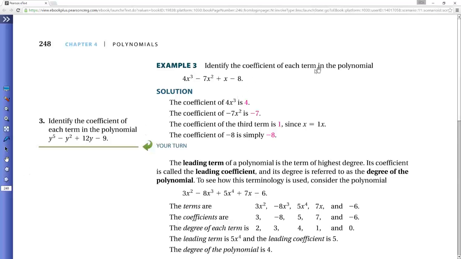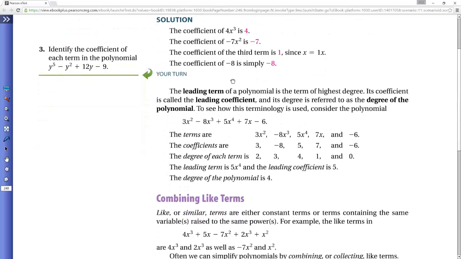So in this example, it says identify the coefficient of each term in this polynomial. Coefficient again is the constant or numerical value times variables. So in this case, in 4x cubed, the coefficient is 4, in negative 7x squared, it is negative 7, and so on.